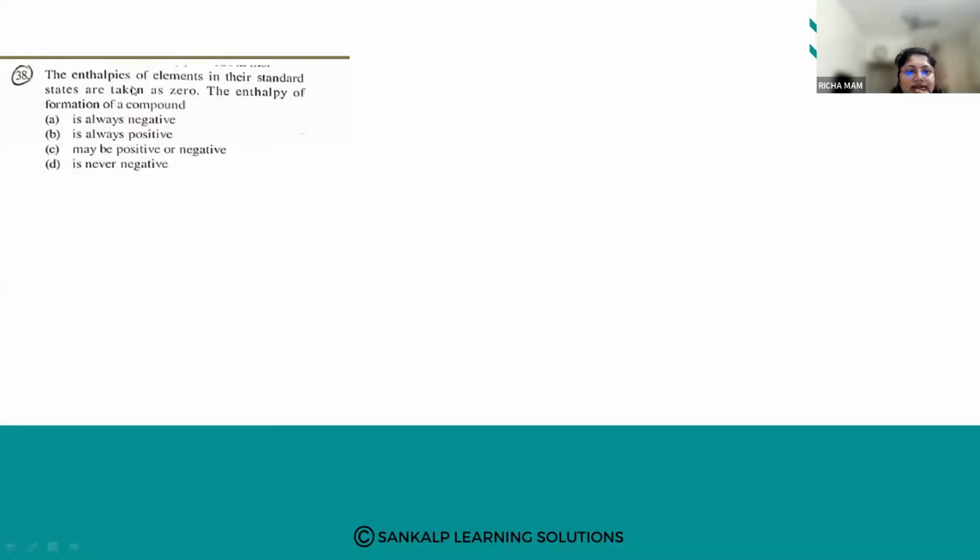Okay. So next question. The enthalpies of elements in their standard states are taken as zero. The enthalpy of formation of a compound: option A is always negative, B is always positive, C may be positive or negative, and D is never negative.